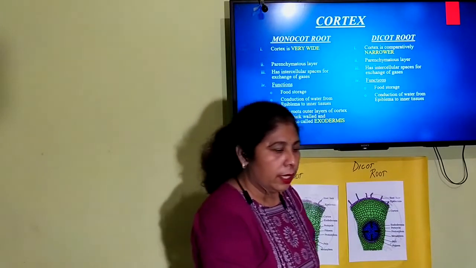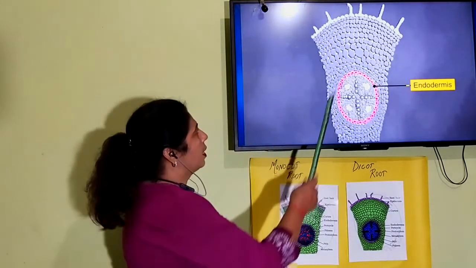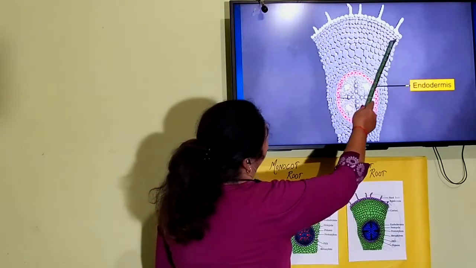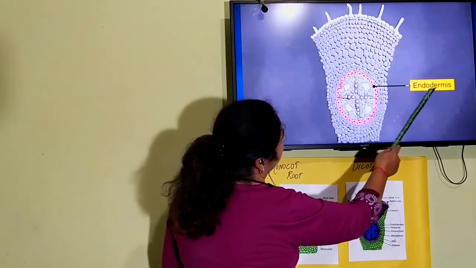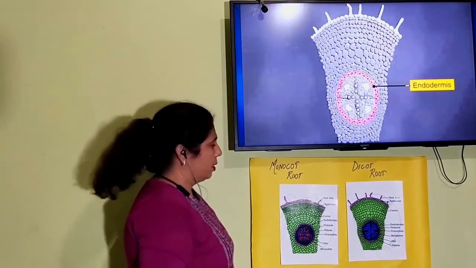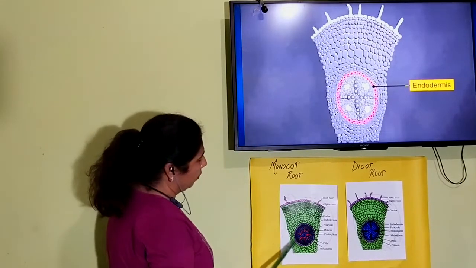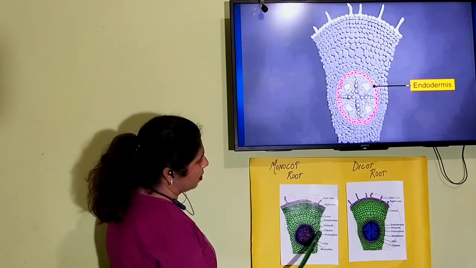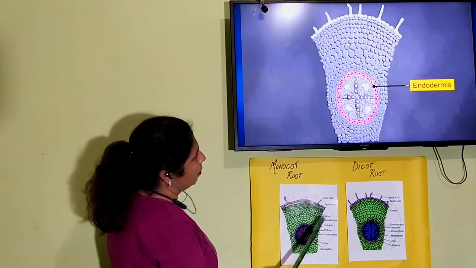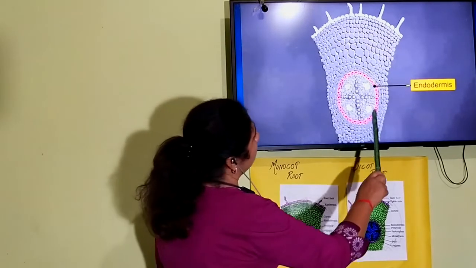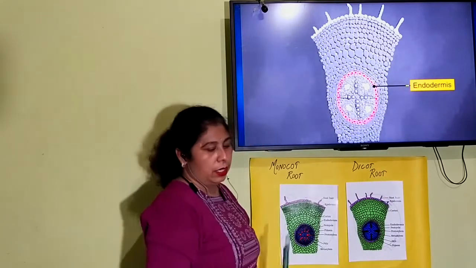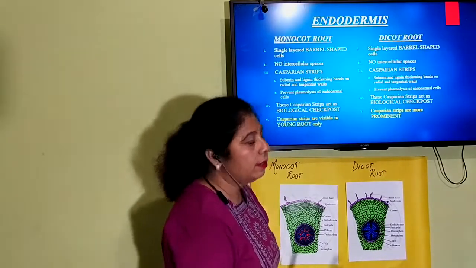Now in the next slide, you can see that after the cortex there is another layer, the endodermis. Here you can also see epidermis, cortex, and then endodermis. Here I have highlighted this layer. This is called the endodermis. Now move to the next slide.